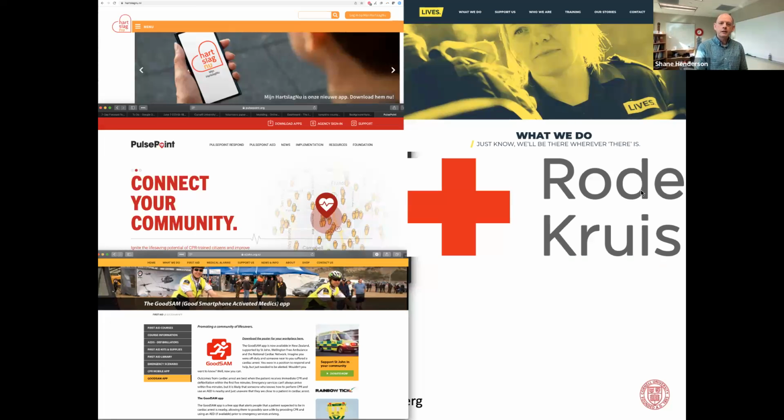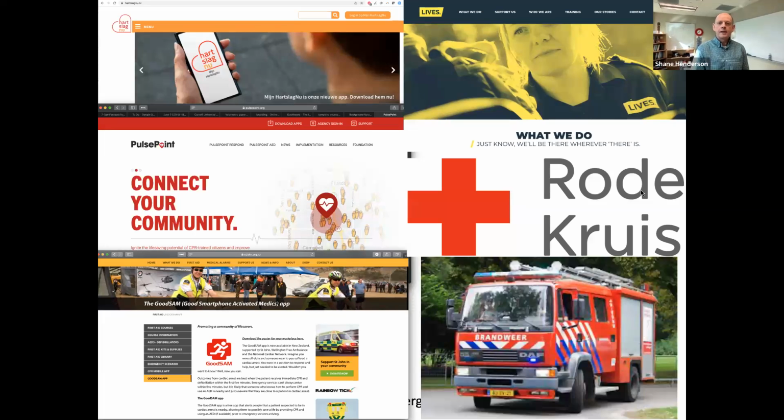The Red Cross in Norway has been wanting to design one of these apps and has been talking to us about how to do that. And then finally, the fire service in Amsterdam wants to do this as one of their moonshot goals for their strategic plan, but they don't yet have any network of volunteers or anything like that. So anyway, the point is these things are real, but there are questions about how to design these systems, and that's where we want to come in.